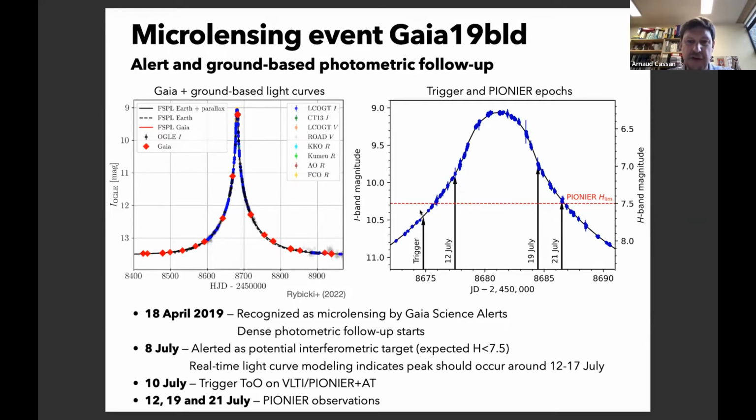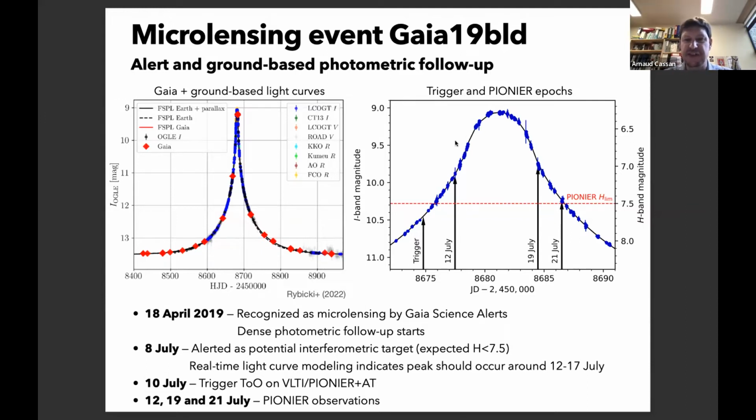So after the trigger was sent on 10th of July, we managed to obtain 3 epochs: 12th of July, 19th of July, and 21st of July 2019. And actually, they were just above, as you see, the Pioneer limit in H, and all these data were of very good quality. And we actually got another set of observations there, but we just could not get anything out of it. We did not observe any fringes, and that really confirmed that this was the Pioneer limit. It was interesting to see.